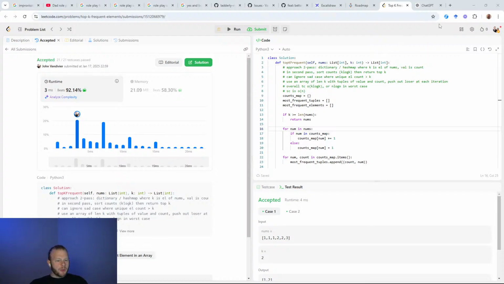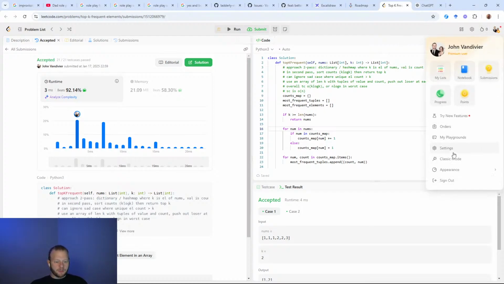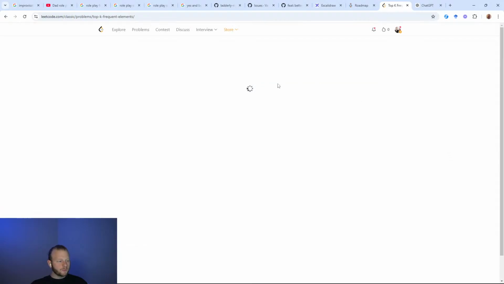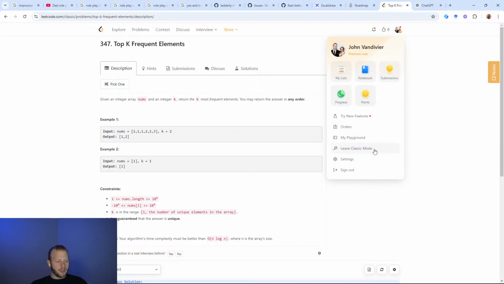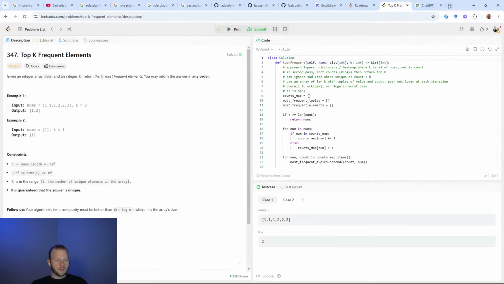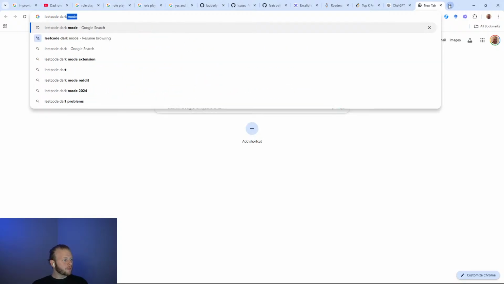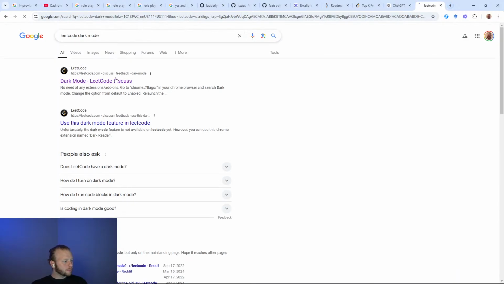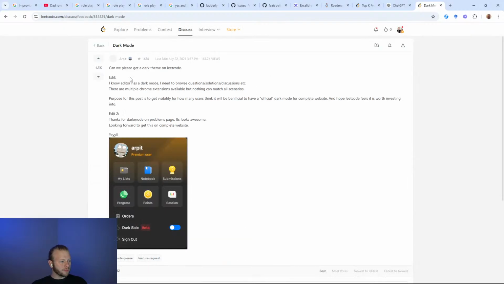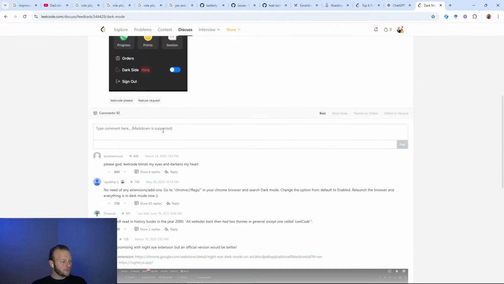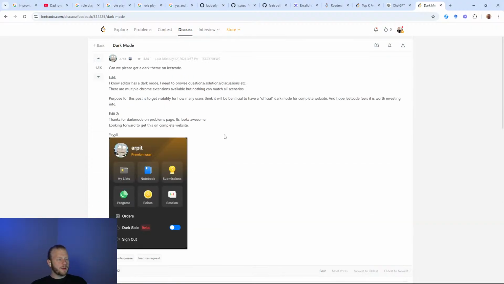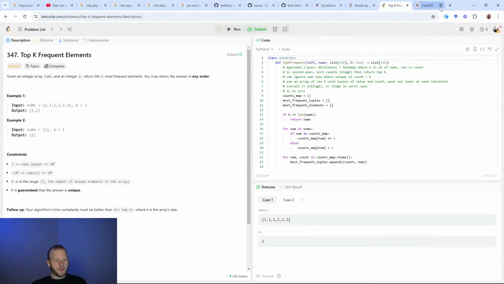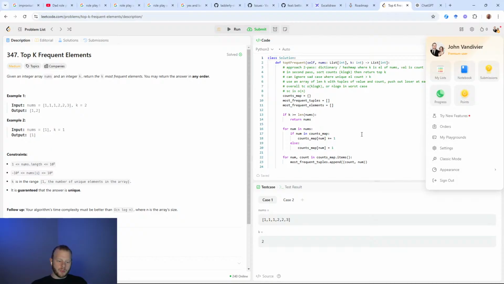Bro, please put it in dark mode. All right, let's try. Dark mode, where are we at? Oh, that's not what I meant to do. Leave classic mode. I have to set a Chrome flag. I have to set my whole browser into dark mode. Nah, miss me with that. They really should add just like a button though. That'd be good.